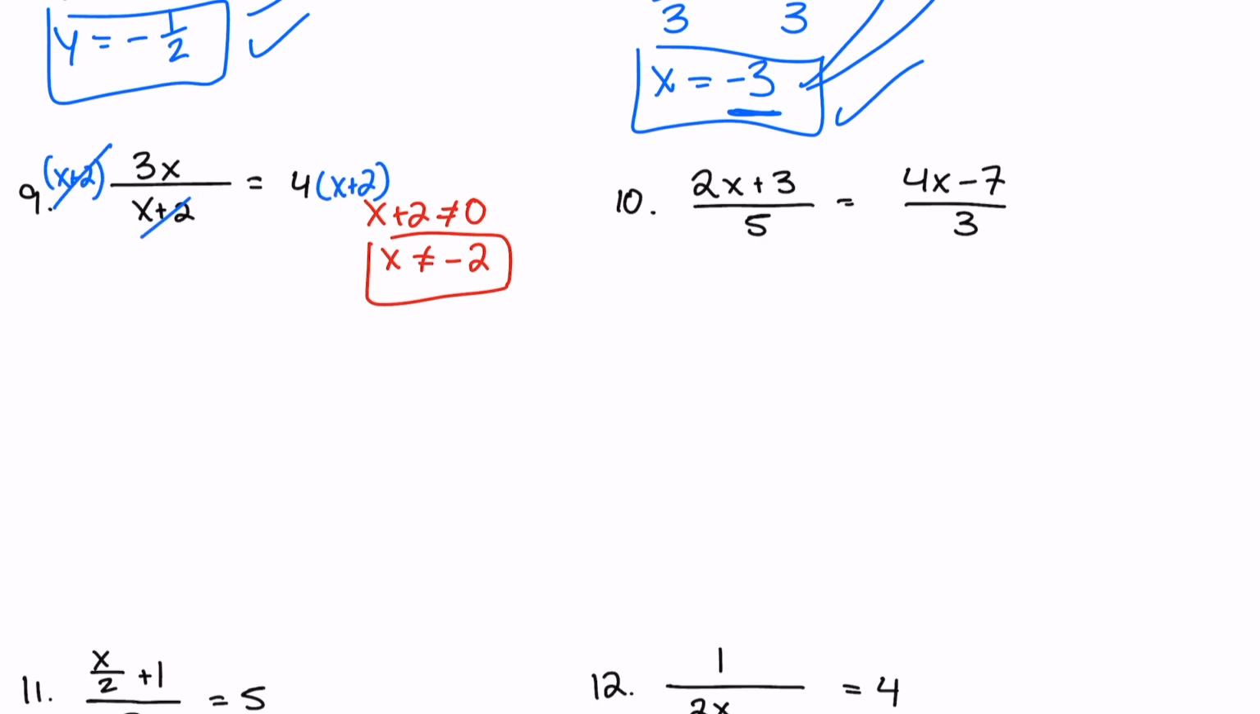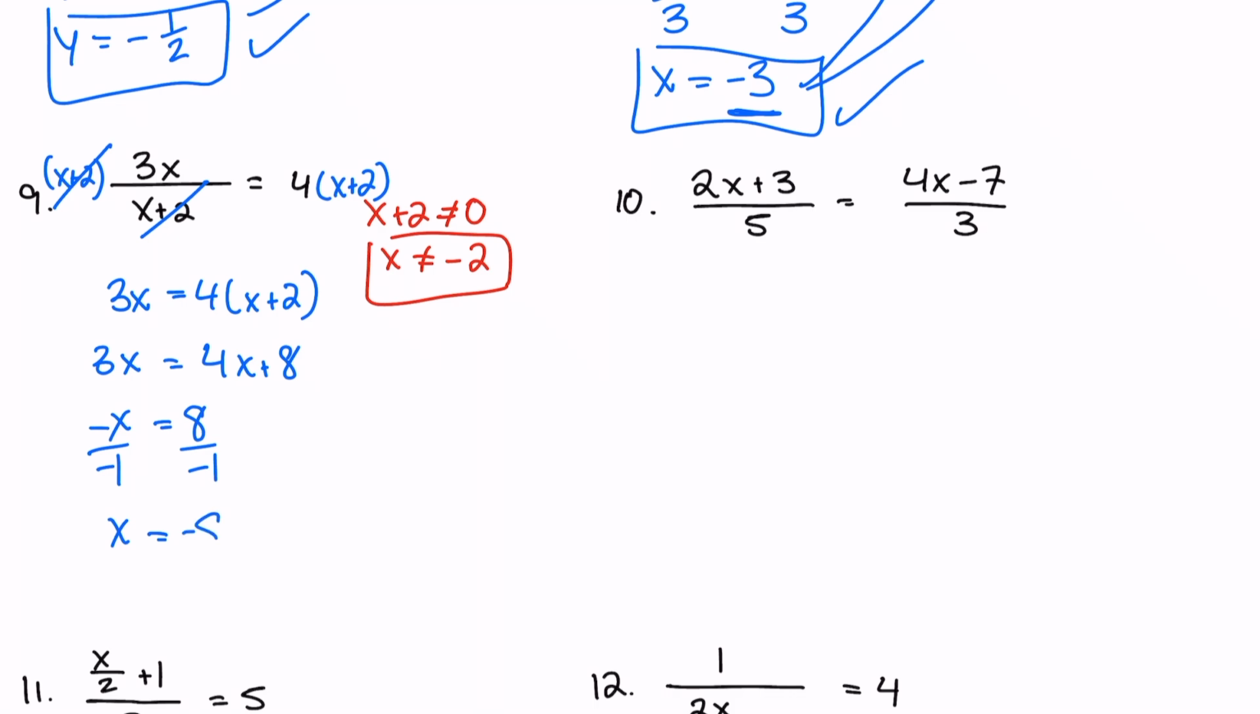So then this would cancel, and we get 3x equals 4 times x plus 2. Now we can distribute and simplify, so we get 3x is equal to 4x plus 8, and I'm going to move this 4x over to the other side, and when I do that, it becomes negative, so 3x minus 4x is going to give us negative x, and so negative x equals 8. So to get x by itself, we need to divide by negative 1, so doing that to both sides, we end up with x is equal to negative 8.